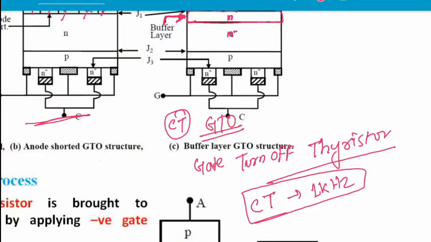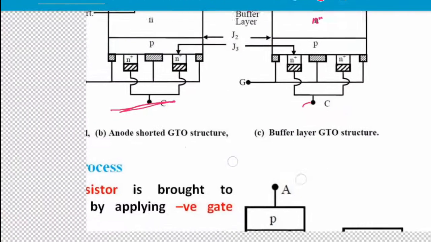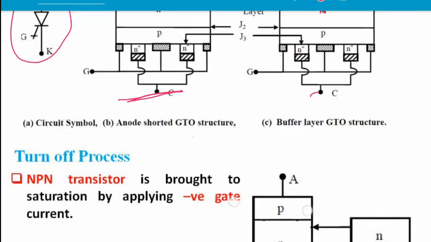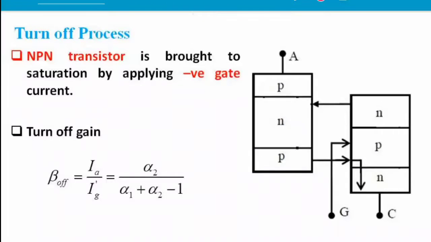Turn off time is minimized compared to that of thyristor, and we will compare at the last what is the difference between thyristor and GTO in many aspects. The turn on process is similar to that of the conventional thyristor, but the turn off process here is special, because we can explain that turn off process by converting a GTO to a two thyristor model.